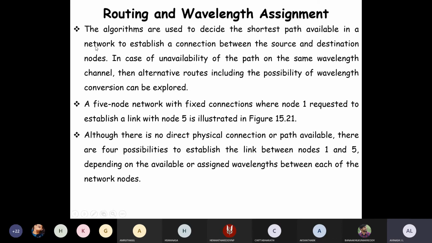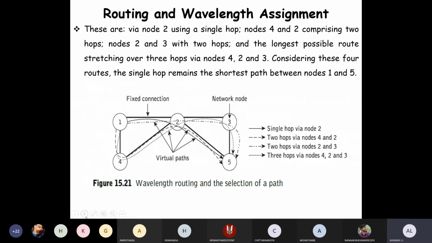After that, consider the 5-node network with a fixed connection, where node 1 is requested to establish a link with node 5, as illustrated in the next figure. This is the diagram of wavelength routing and selection of a path. One example we have taken. According to this example, there are 5 nodes: node number 1, 2, 3, 4 and 5.